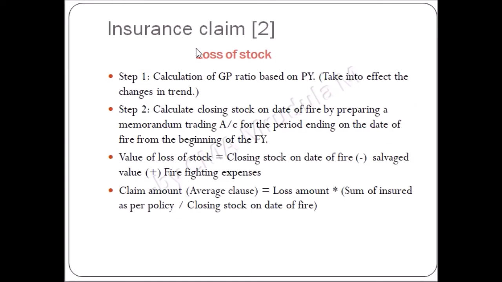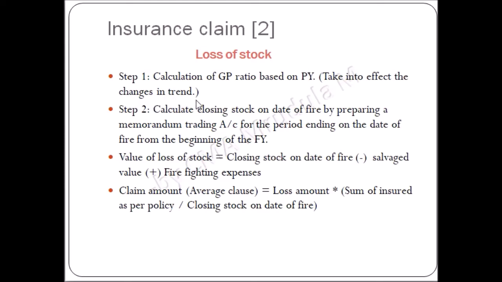Let's now move on to the second method of calculation of insurance claim amount, loss of stock. Loss of stock considers the entire value of stock lost due to the calamity. Step 1, calculation of GP ratio based on the previous year. Okay, so previous year GP ratio is taken as it is unless otherwise a change in trend is mentioned in the question. Now, say for example, the GP ratio is given in the question for the previous year as 5%, and additionally a change in trend of say 1% is mentioned. Then you have to recalculate the GP ratio to take into effect the change in trend.